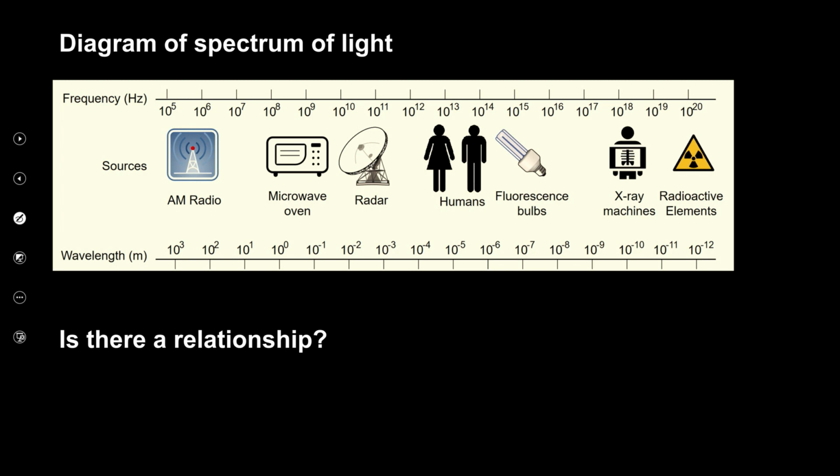Looking at a diagram of the spectrum of light or electromagnetic radiation, we can see that our AM radio signals have frequencies that are relatively low in comparison to the electromagnetic radiation produced by radioactive elements. You can see the frequency is 10 to the power of 5 for AM radio waves and 10 to the power of 20 for those radioactive elements. Similarly, we can see that the wavelength of AM radio waves is very large, but as we move across the spectrum, our radioactive elements have extremely small wavelengths. So is there some kind of relationship?